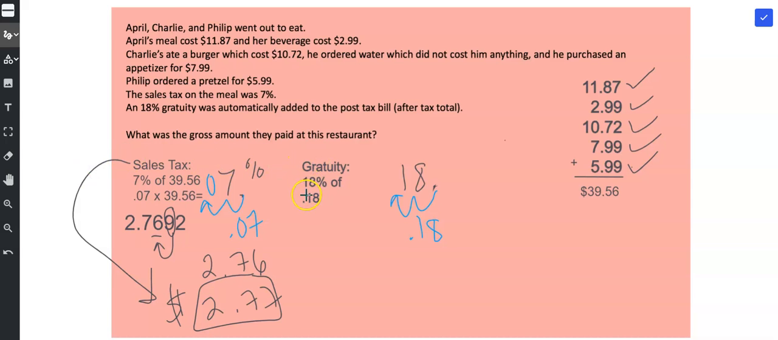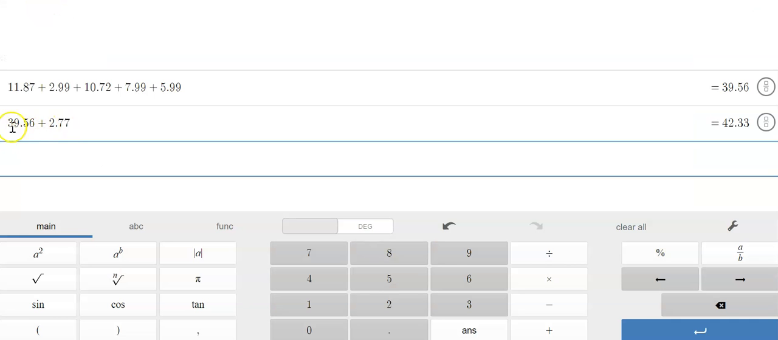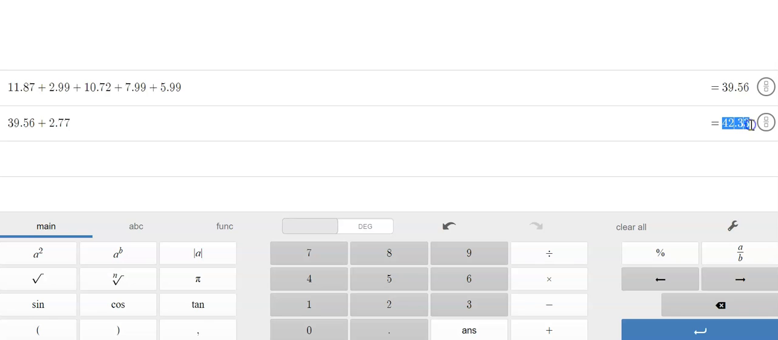Now, the gratuity is on the after-tax total. So that means that I'm going to need to add the $39.56 plus the sales tax, $2.77, and then I'll put that total over here. When I add those two together, the tax and the subtotal, I get $42.33.